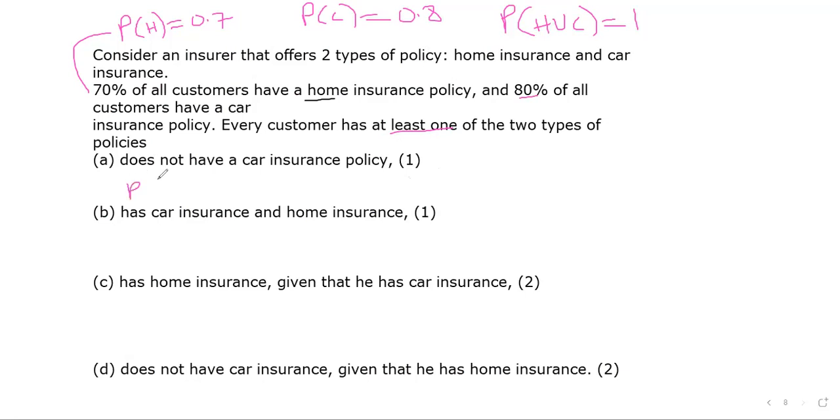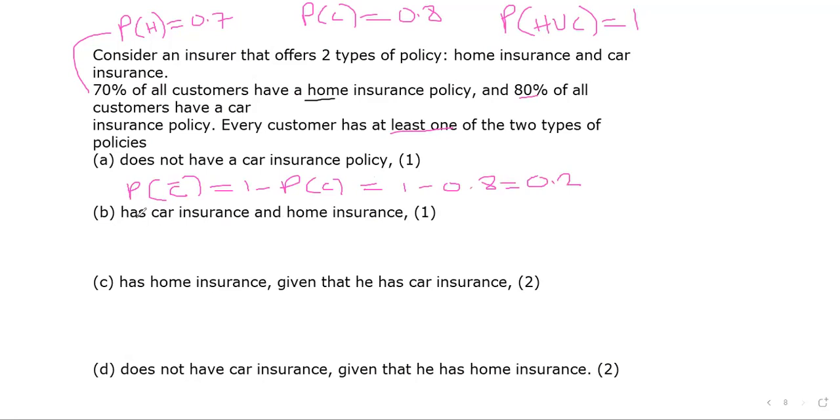The complement. To not have is what? Complement. The complement of C. So what is the complement of C? 1 minus 0.8. 1 minus the probability of C, which is 0.8. Correct. So which is what? 0.2. Are we together?